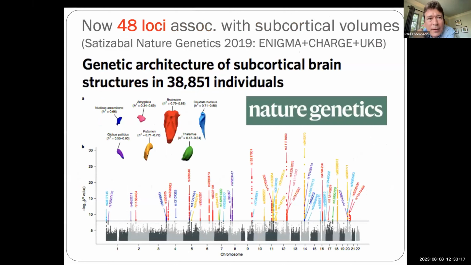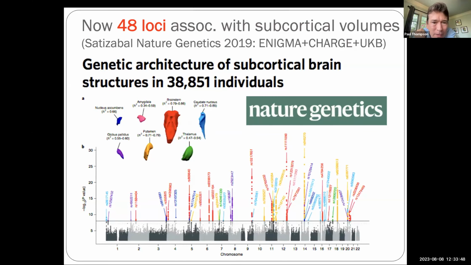Anyway, then this paper led by Claudia Satizabal, I think she was at BU at the time, she's now at the Glenn Biggs Institute with Dr. Sudha Seshadri and others. This remarkable paper pooled ENIGMA, CHARGE and UK Biobank data. By then, the UK was scanning pretty much everyone in the UK. If you want a lot of MRI scans, there are 46,000 available from UK Biobank. So this greatly empowered the studies, and you'll see those structures there on the top left are the subcortical structures.